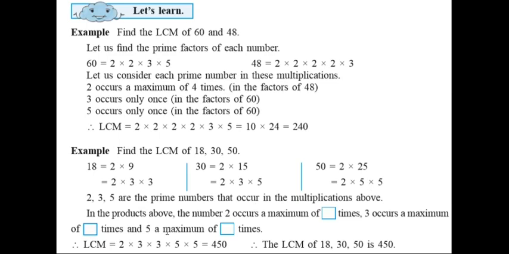Next, 5 occurs a maximum of dash times. Here we don't have 5, here we have it once and here we have it twice. So we will write here 2. So 2 occurs only one time, so we'll write only 2. 3 occurs 2 times, so we will write 3 into 3, and 5 also occurs 2 times, so we will write 5 into 5. If you multiply 2 into 3 into 3 into 5 into 5, you will get 450. Therefore, the LCM of 18, 30 and 50 is 450.